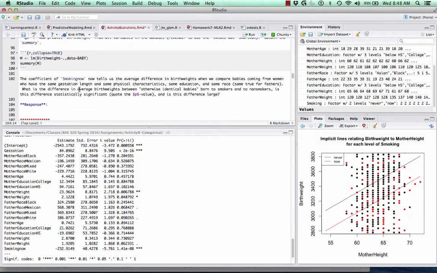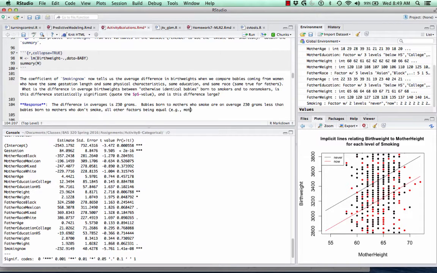So what is the difference in average birth weights between otherwise identical babies? The difference in averages is 230 grams. It's negative, so the babies born to mothers who do smoke are on average 230 grams less than babies born to mothers who don't smoke, all other factors being equal.